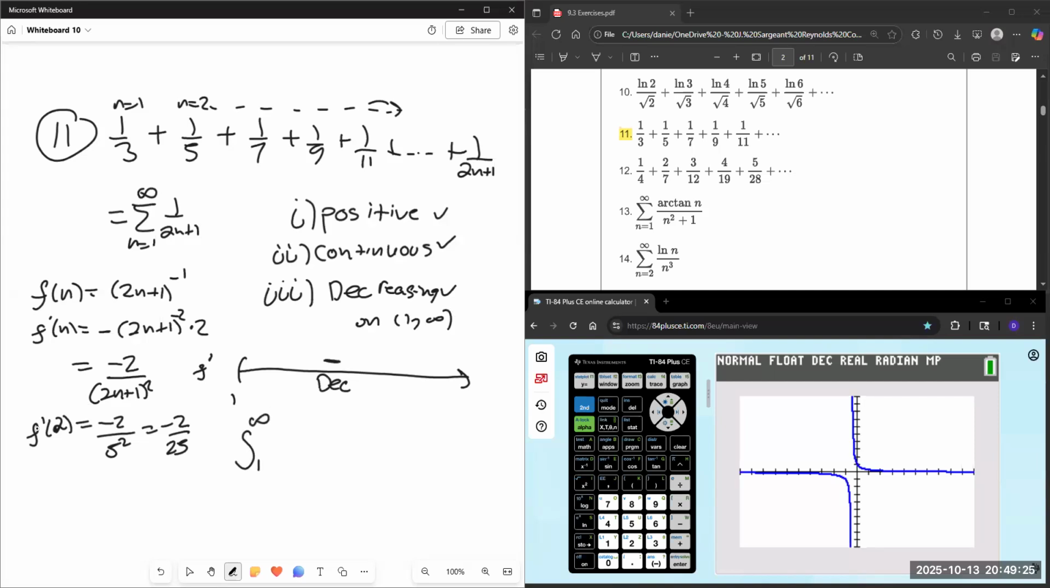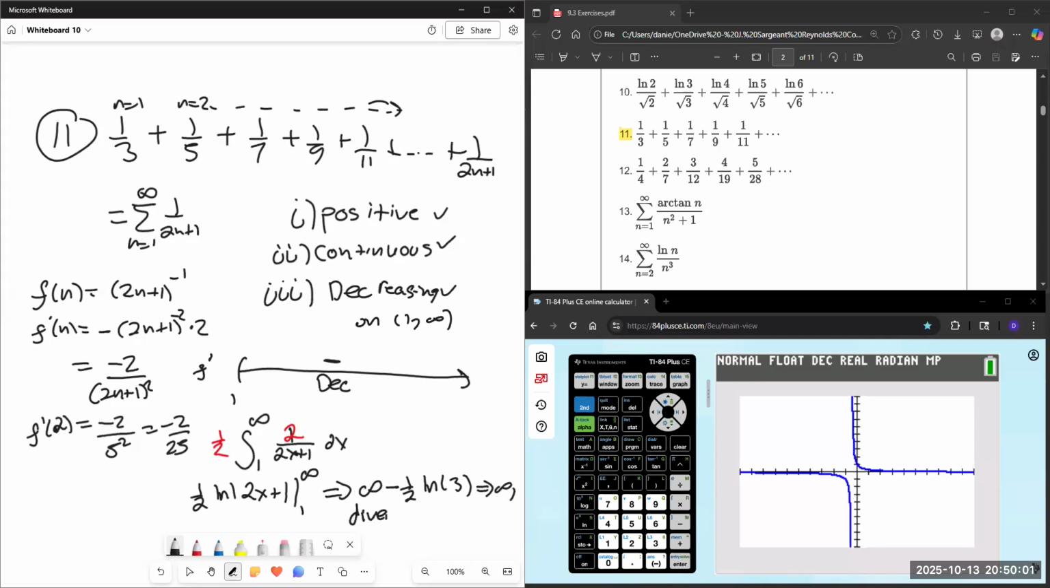Integral 1 to infinity of 1 over 2x plus 1 dx, and I'm going to fix this for my u du substitution, where I multiply by 2 in the top and 1/2 on the outside to balance it out. So this will be 1/2 ln of the absolute value of 2x plus 1, evaluated from 1 to infinity, is going to approach ln of infinity, which is infinity, minus 1/2 ln of 3, and that's going towards infinity, and this diverges by the integral test.